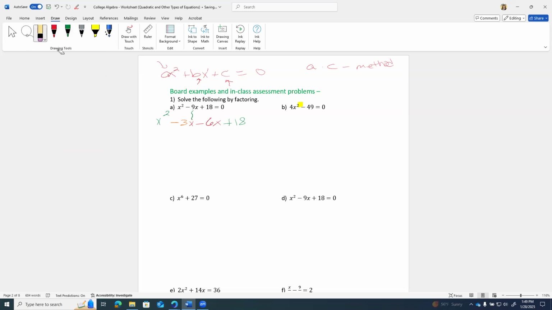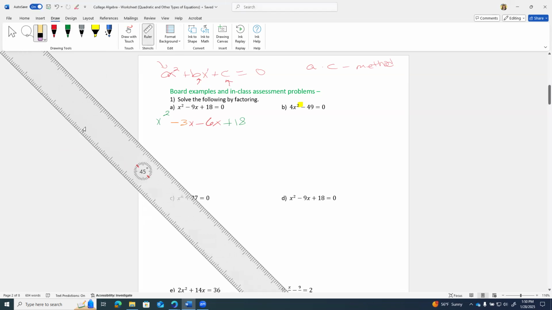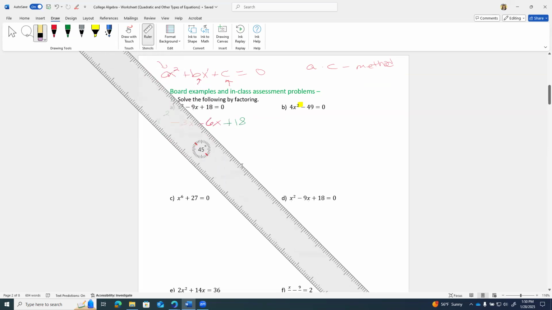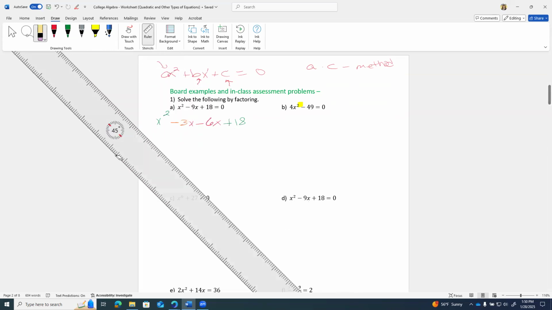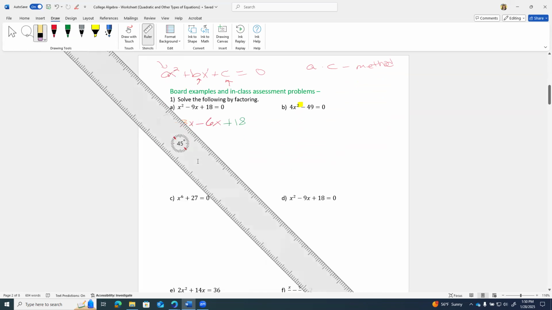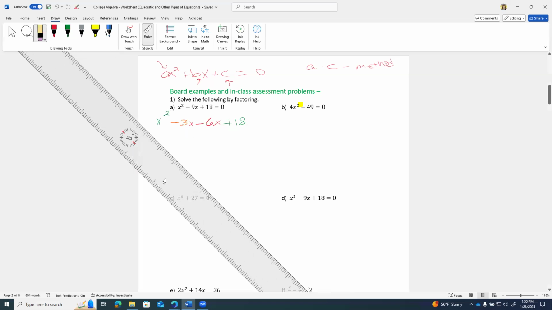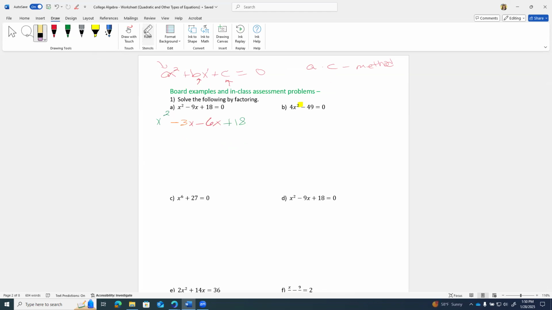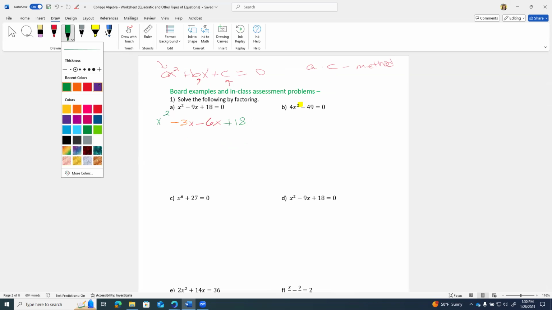Let me draw a straight line. There's a ruler right here I can use. Get this straight, and my apologies. I've done this before. Okay, I think this works this time. I'm not going to spend a lot of time. I've used it before. It wasn't that complicated.